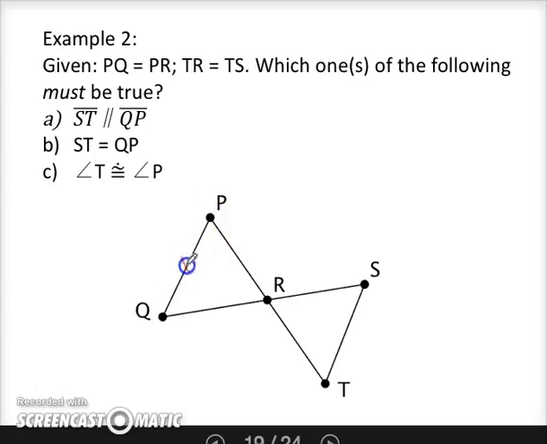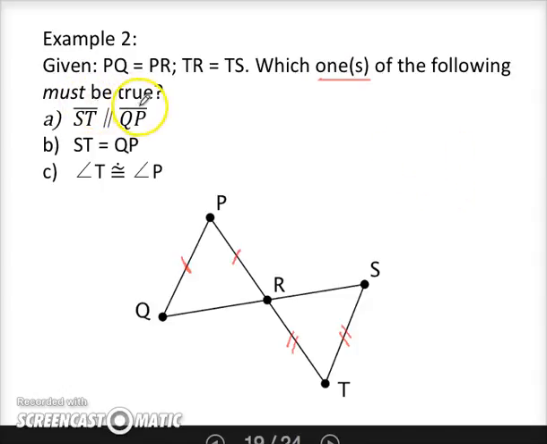So let's mark these two segments congruent. TR equals TS. So we have two more congruent segments. Now we need to be careful. We're not going to use the same congruency marks because we're not told that these segments are congruent to the first two segments. So which one of the following must be true? One or ones. We might have more than one that turns out to be true.